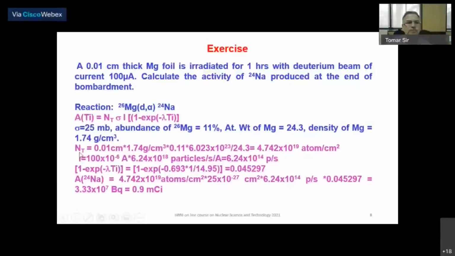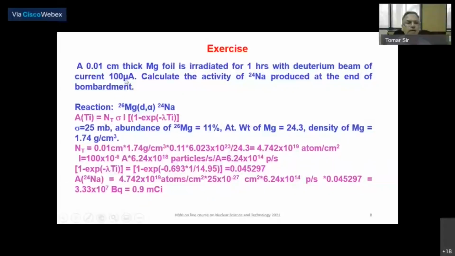N is the number of atoms per centimeter square. So you take the thickness of the foil, 0.01 centimeter, times density, 1.74 gram per centimeter cube. So this becomes the thickness in gram per centimeter square, multiplied by the abundance of magnesium-26, 0.11, in absolute terms. Then Avogadro number upon the atomic weight, this many atoms per gram of magnesium. So this gives you the atoms of magnesium-26 in this foil per centimeter square. So this becomes 4.742, it is about 19 atoms per centimeter square.